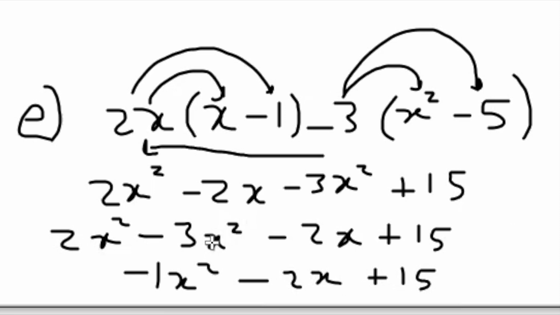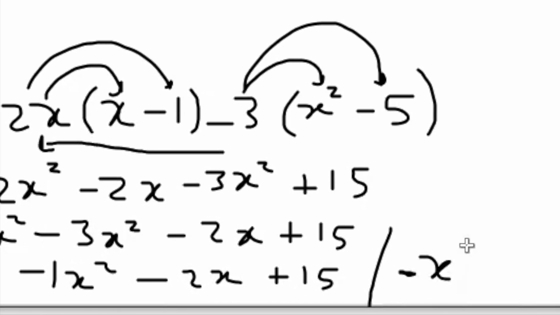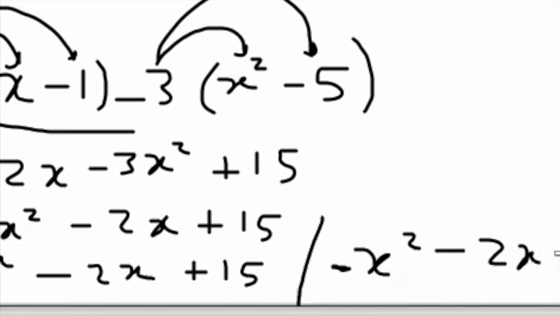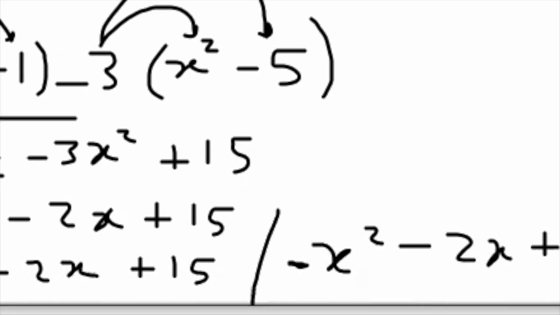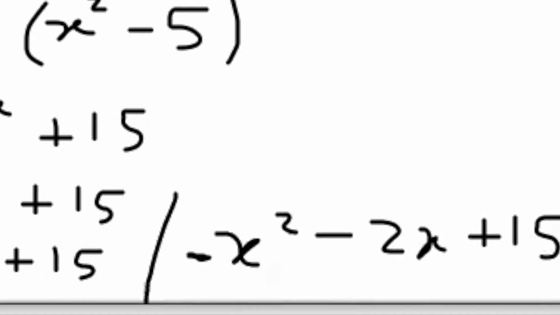Now, negative 1x squared is the same thing as minus x squared. So I can rewrite this to give me minus x squared. So let me go ahead and write that. So this is the same thing as minus x squared minus 2x plus 15, and it's the same thing. So this is the answer.